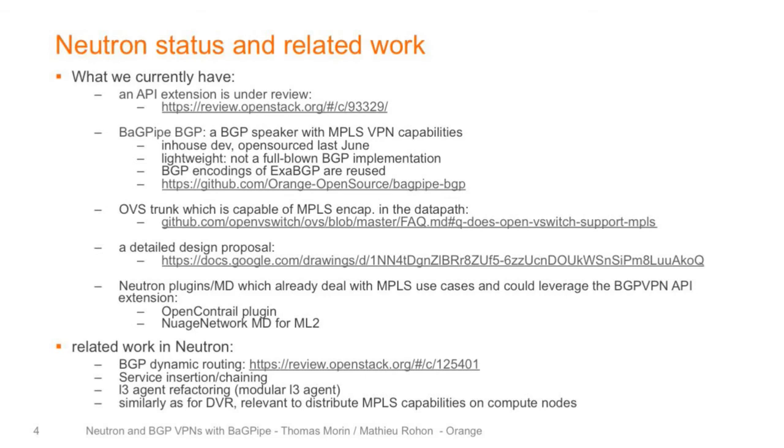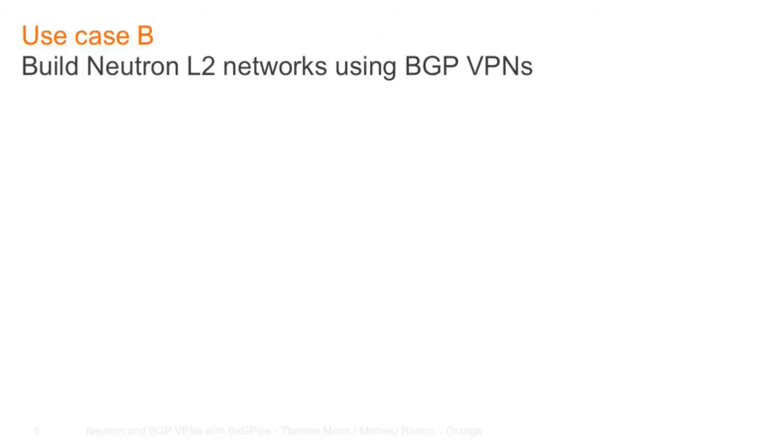It's quite similar to what DVR is doing, distributed routing in Neutron currently. And it is also something that is done in the use case B that Thomas will talk about. Thanks. So use case B consists in relying on BGP VPN extensions to build Neutron layer 2 networks.